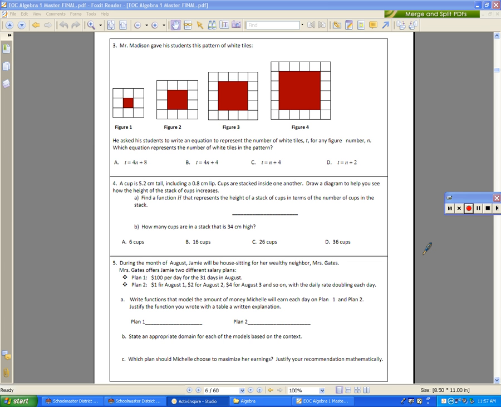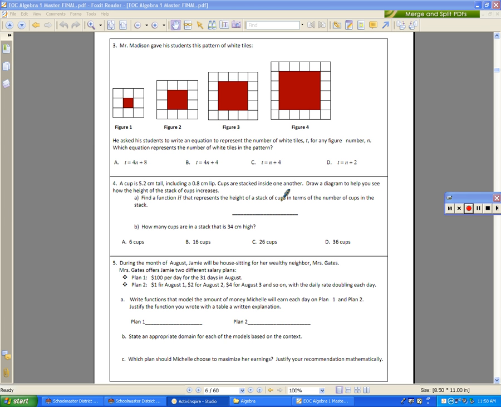0.8 centimeters, right? So basically what I've got going is I'm starting with 5.2, and then I'm adding on 0.8 each time, right? But this is a little bit tricky because, how's the best way to explain this? If I said 5.2 plus 0.8x, I would be wrong. Why? Because what? No, I'm okay with that.